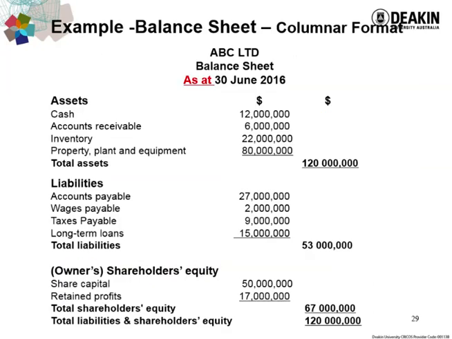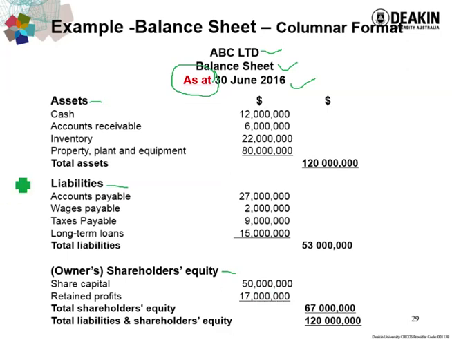This is the columnar format for balance sheet. For the title, we start with company name, balance sheet, and then asset reporting date. Note that this is the term that we need to use when we prepare a balance sheet, because the balance sheet shows the balance of asset, liabilities, and owner's equity or shareholders' equity at a particular point in time, only for this particular day.